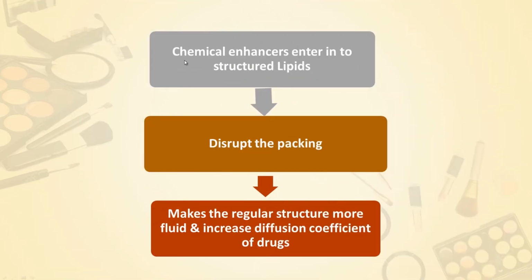Chemical enhancers enter into the structured lipid of the horny layer and disrupt the packing, making the regular structure more fluid and increasing the diffusion coefficient of the drugs. So, azone, oleic acid, isopropyl myristate, alcohol, acetone, polyethylene and polypropylene glycol. These are the agents which can be used chemically to enhance the absorption.